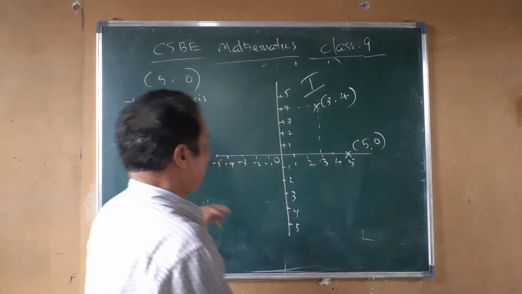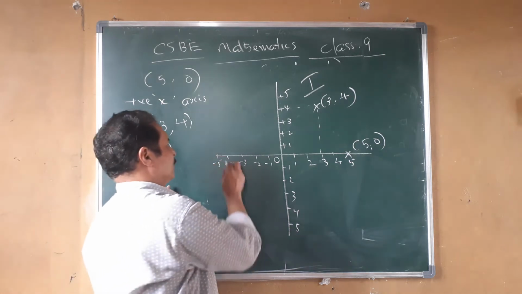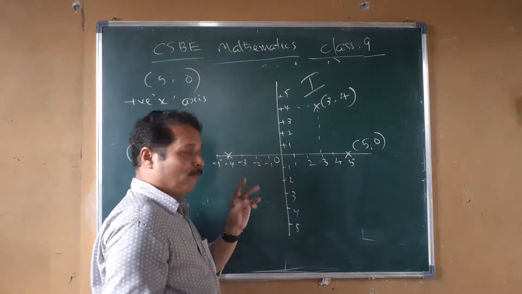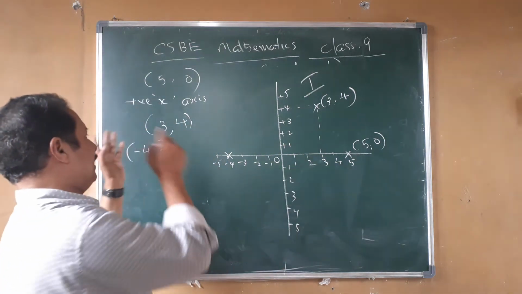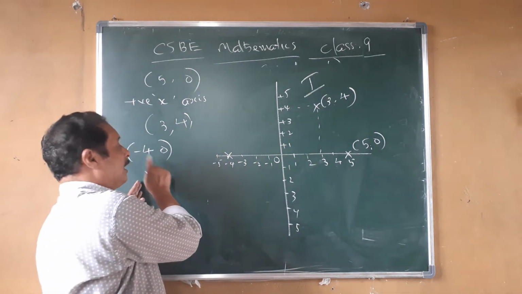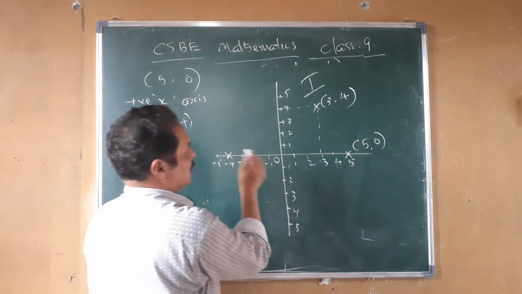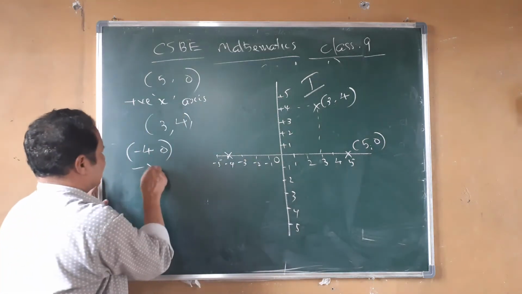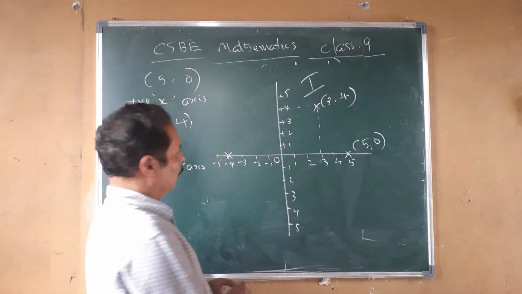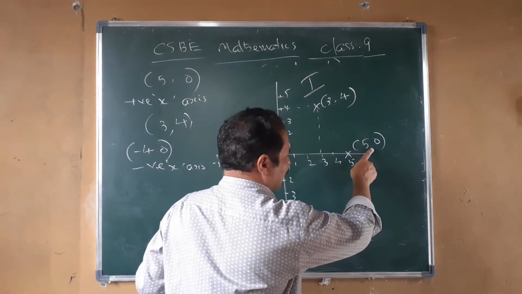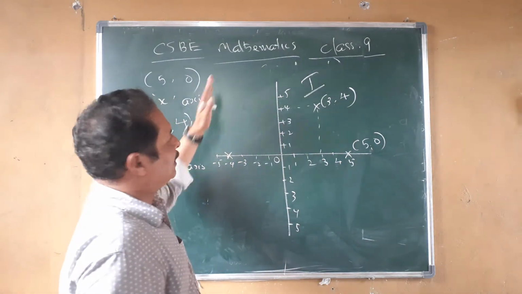Okay. Similarly, minus 4, 0. Minus 4 is here. 0 means if the y coordinate is 0, it lies on the x-axis, and if the x coordinate is negative, it is on the negative x-axis. The position is negative x-axis. You get the idea? Here it is on the positive x-axis, here on the negative x-axis. Okay. It is not in the second quadrant.